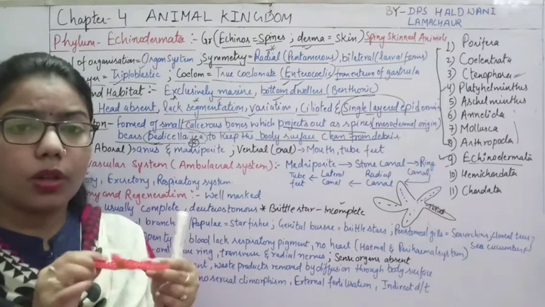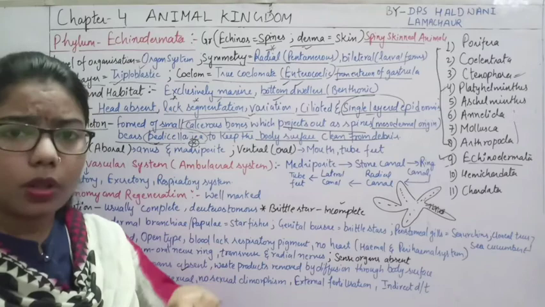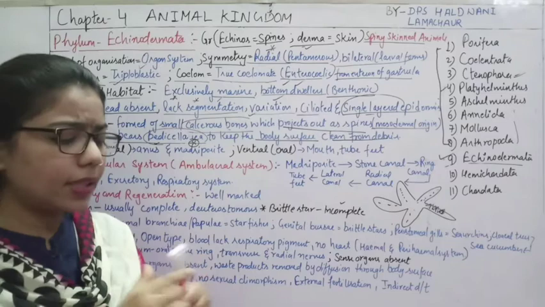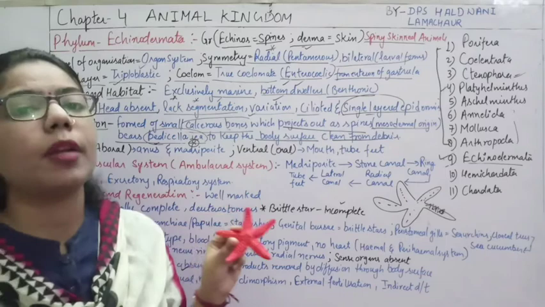अब dorsal side में कौन-कौन से body के parts होंगे? Dorsal में anus होगा और ventral में क्या होगा? इसका mouth होगा. Okay? Starfish के ventral में mouth present है और dorsal में anus present है. Right? As well as there is one more pore present in the starfish. You can see that anus is present one side and in between there is a space. Okay? There is one spherical space which is known as madreporite.